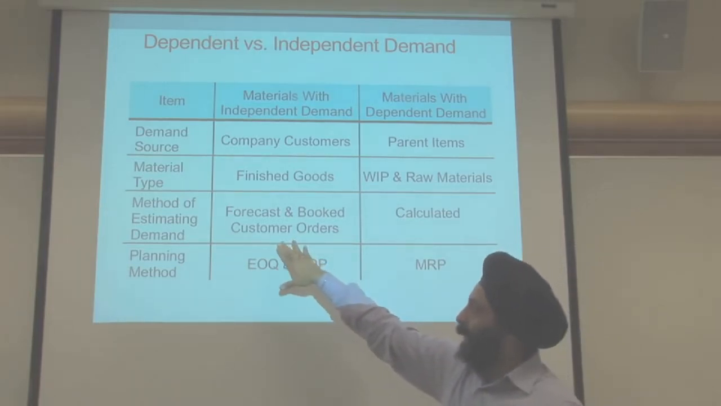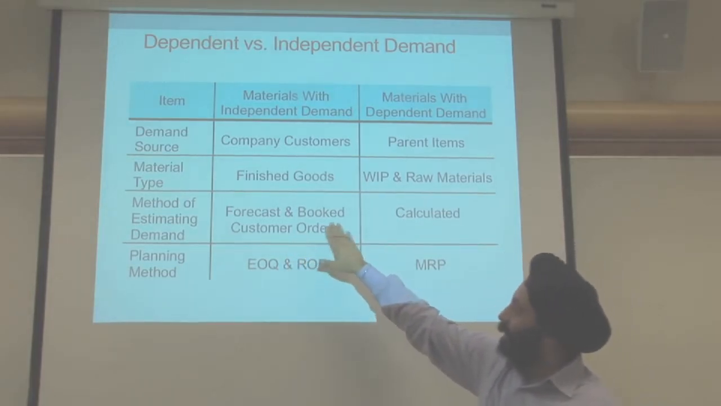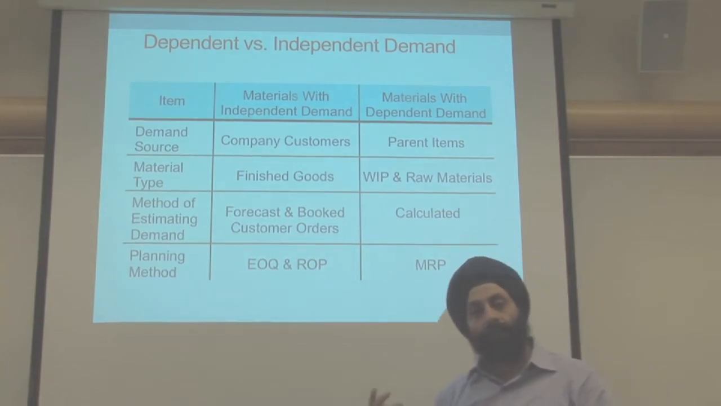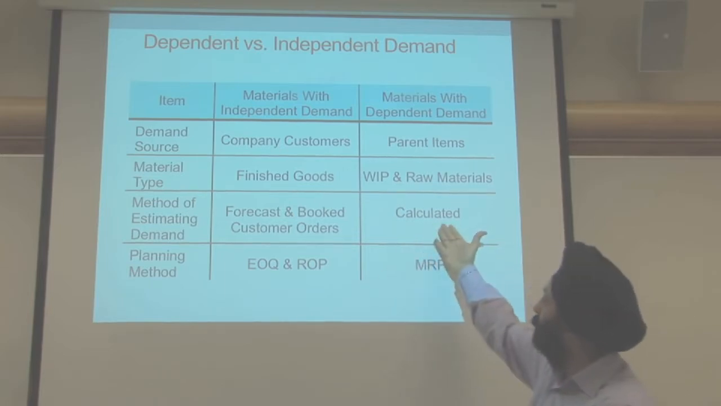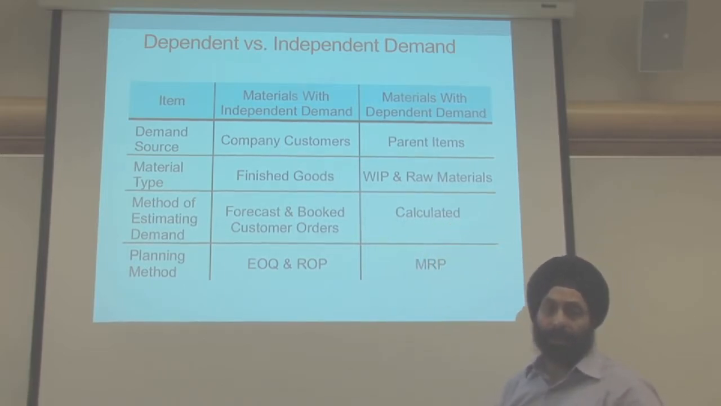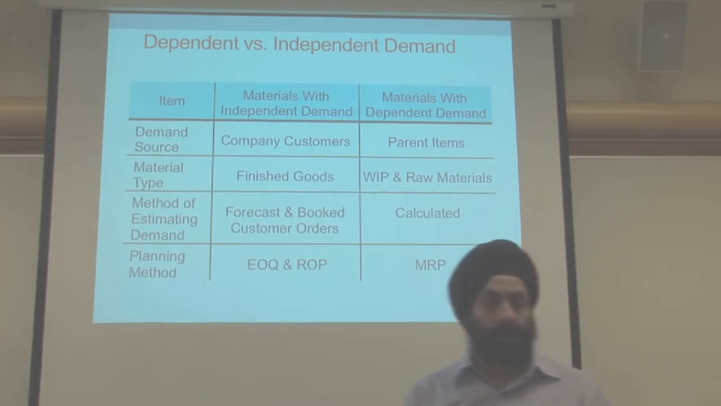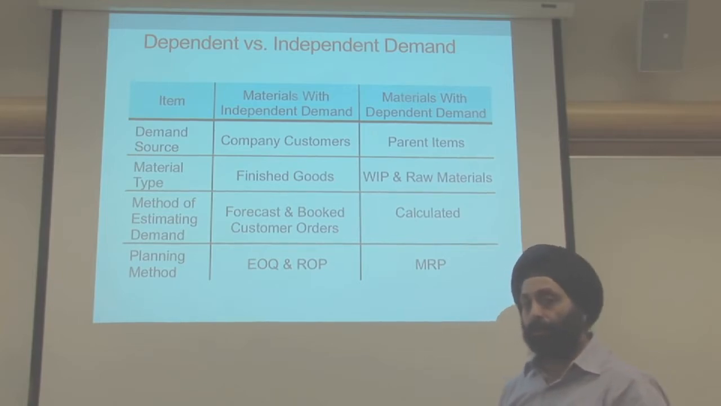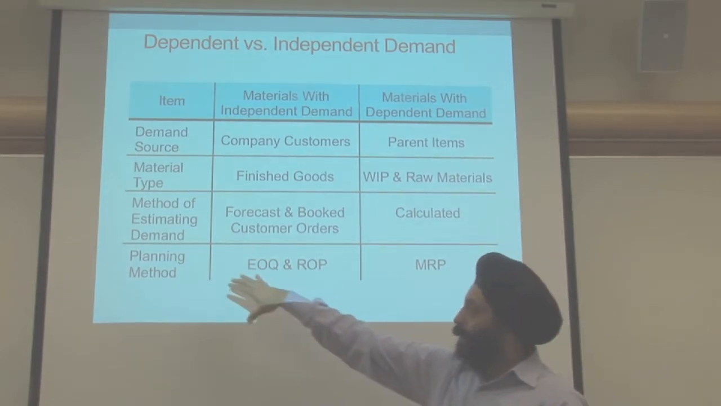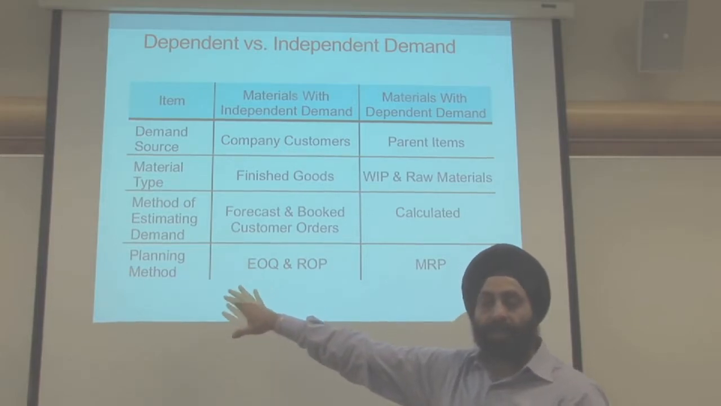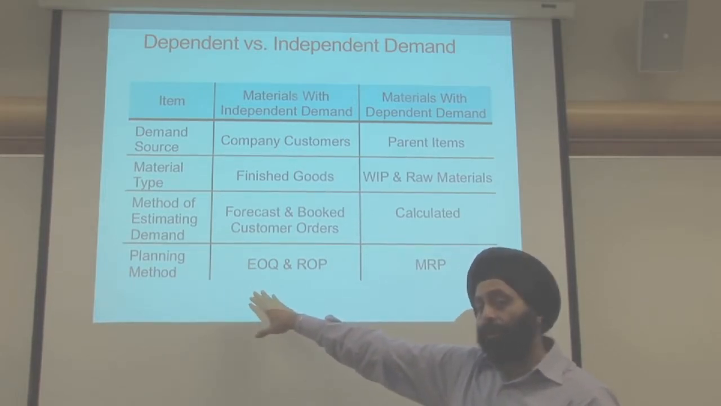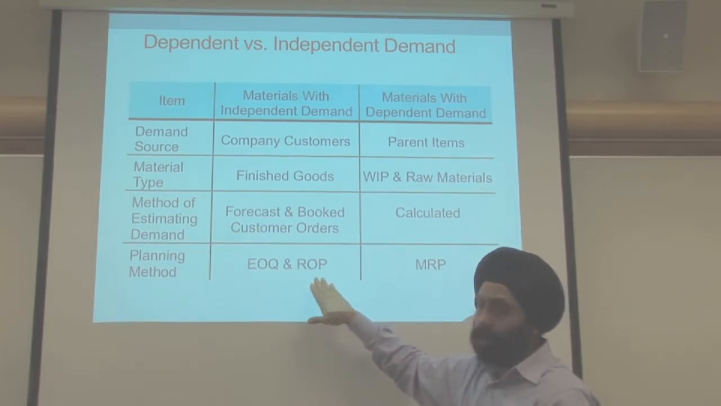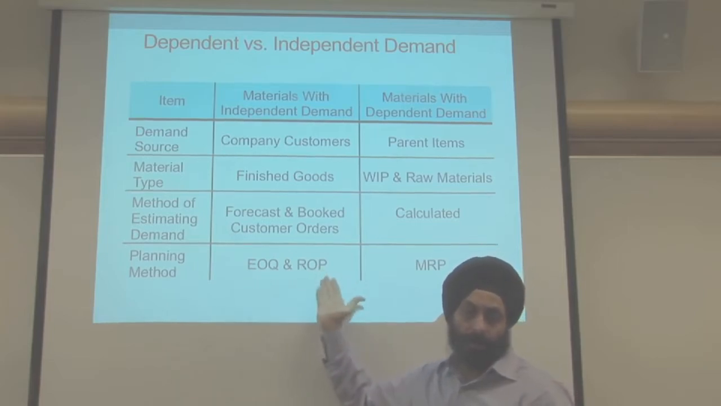Methods for estimating demand in this case are forecast and customer order book in terms of what will be the estimate for the final demand from customers. Whereas over here, these are just strict calculations based on the number of final finished goods that are needed. You're calculating how many parts are needed to make those finished goods. The planning method, as I mentioned, which was discussed in inventory management chapter, is economic order quantity, EOQ, or reorder point, how much to order and when to order.